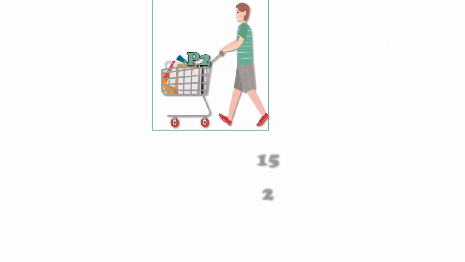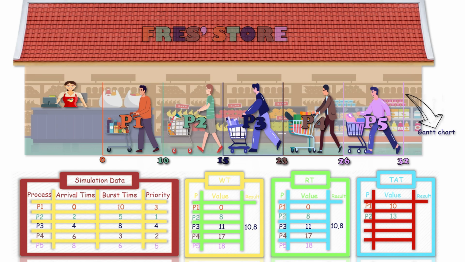In process 2, it finished at 15, and the turnaround time is calculated by completion time, which is 15, minus arrival time, which is 2, and we get the result 13. Put the result in the data, and let's find process 3 value. In process 3, it finished at 23, and the turnaround time is calculated by completion time, which is 23, minus the arrival time, which is 4, and we get the result 19.